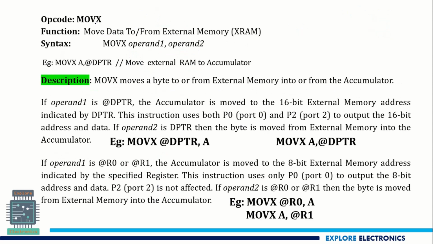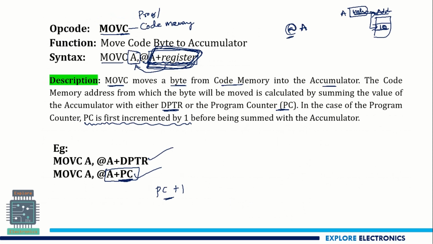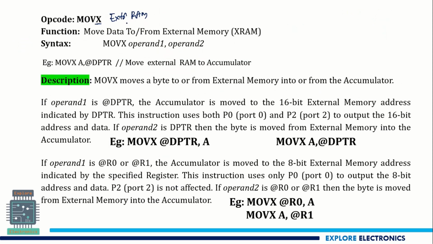Then similarly we have MOVX. Here X indicates external memory, external RAM we can say. In the previous case, C indicated code memory or program memory, that means ROM. Here X indicates external RAM. In this case also MOVX is used with operand 1, comma, operand 2, that is destination, comma, source. This MOVX is going to be used with the DPTR register. Otherwise we can use R0, R1 also. So there are two cases here.